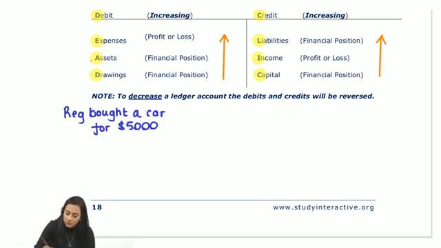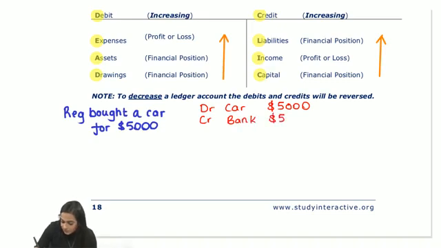So the double entry would be to debit car 5,000 and credit bank 5,000. Which means that this will affect the car T account and the bank T account. In the car's T account, you enter the transaction on the debit side, but in the bank's T account, you enter the transaction on the credit side.